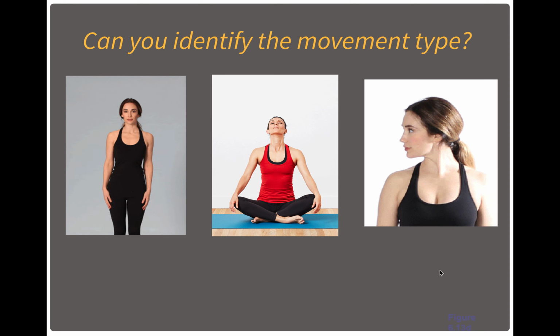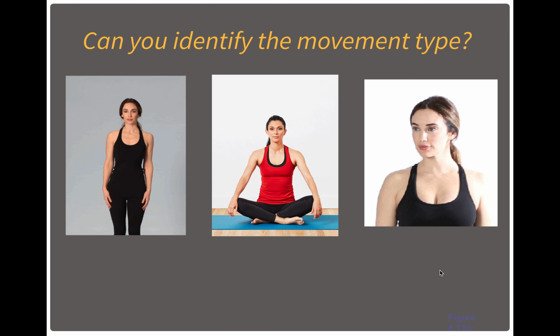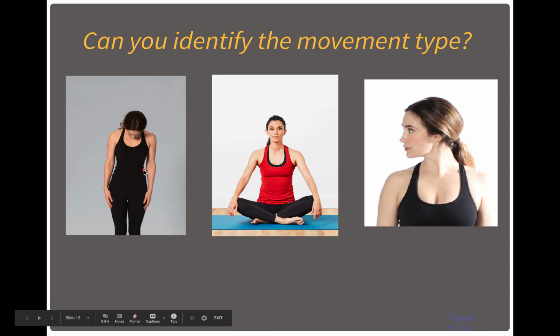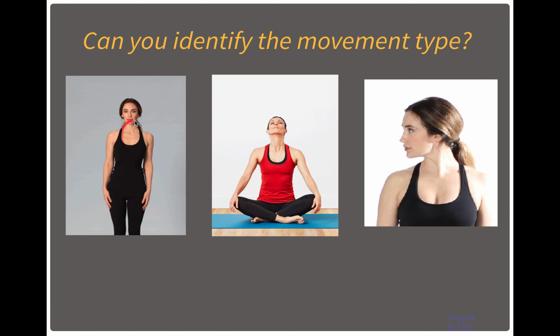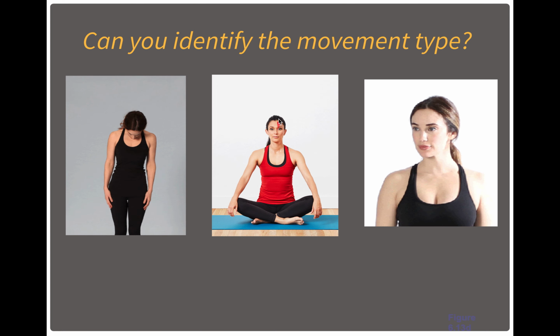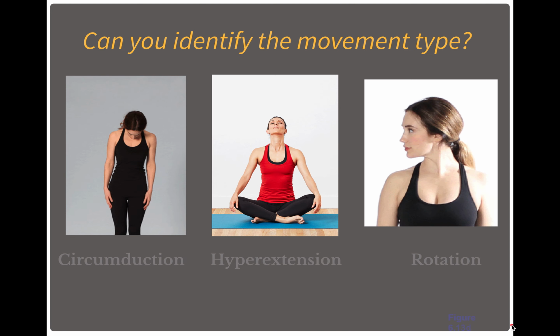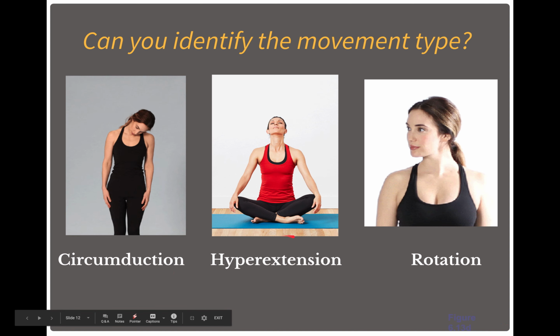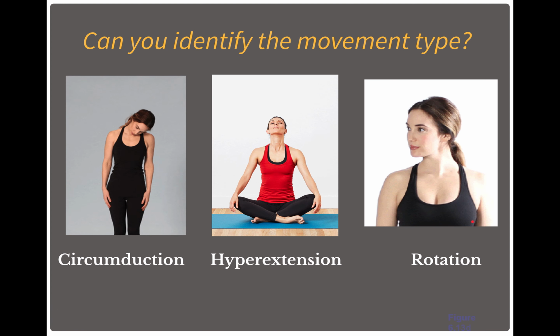All right, so can you identify the movement type that is shown at the neck between these three images? If you look at the one over here, this person looks like they're drawing a semicircle with their head. This person is bending their head super far back, and this person is just turning their head. In this case, we have circumduction; hyperextension, because their head is extended but then they're bringing it further back than what's natural; and this one over here is rotation.